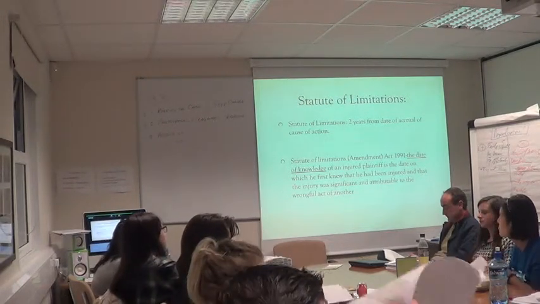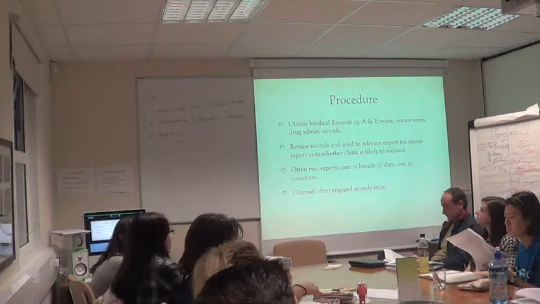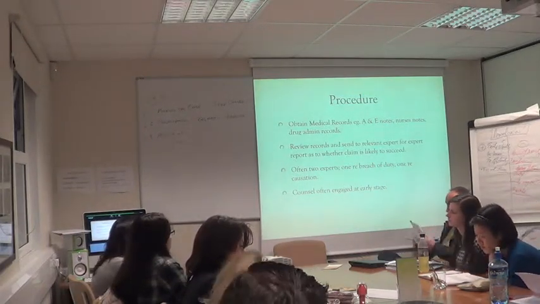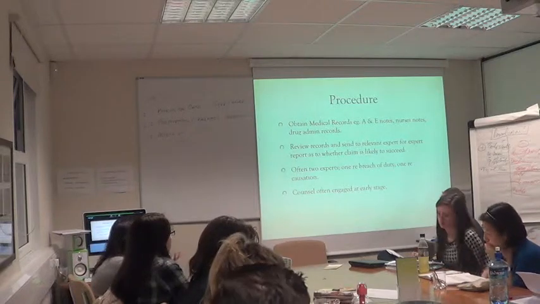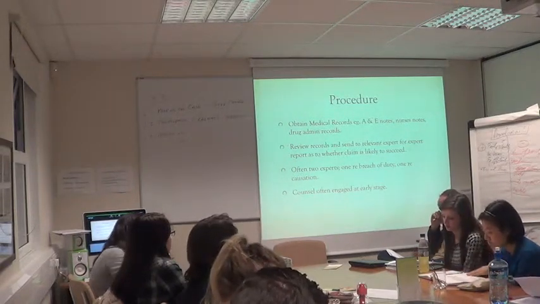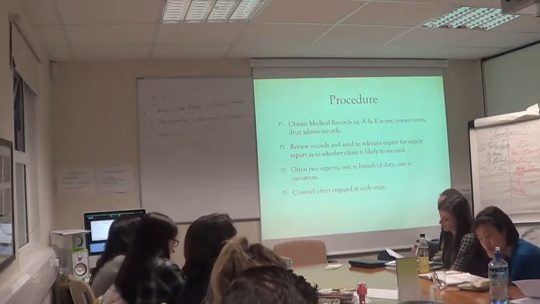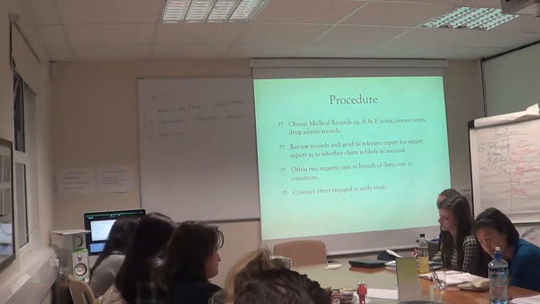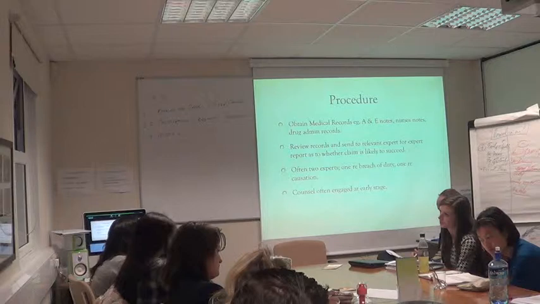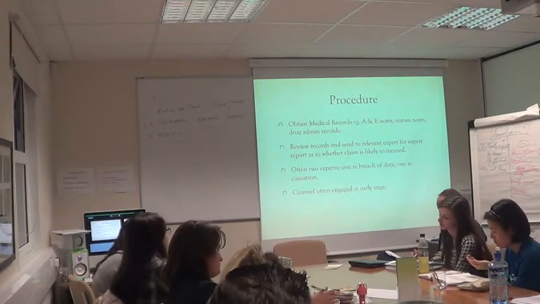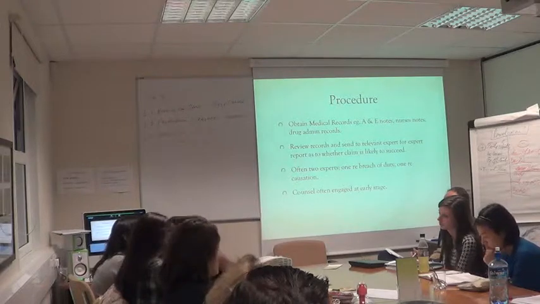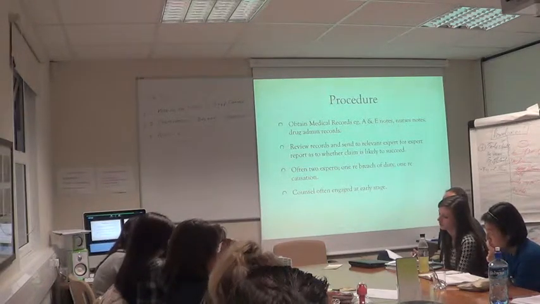Statute of limitations. So procedure, what are the typical steps that need to be taken? Obviously it's going to be critically important to obtain the medical records of the patient. For example, accident and emergency notes, nurses' notes, and drug administration records. What is particularly important in terms of these medical records are going to be the nurses' records.